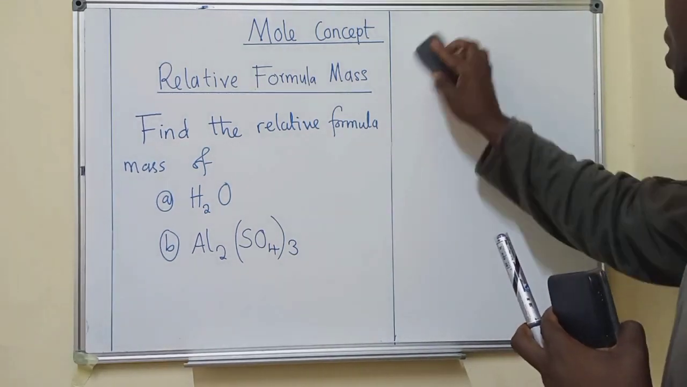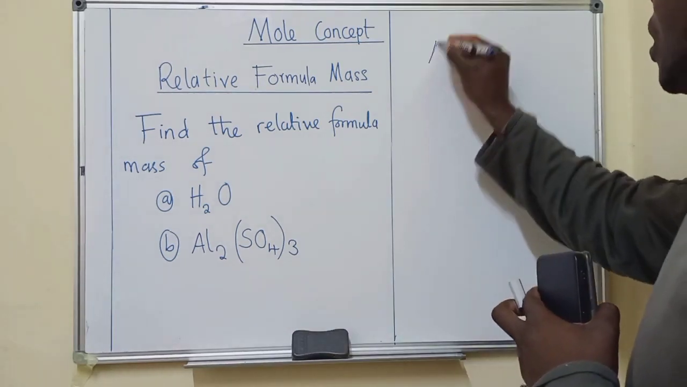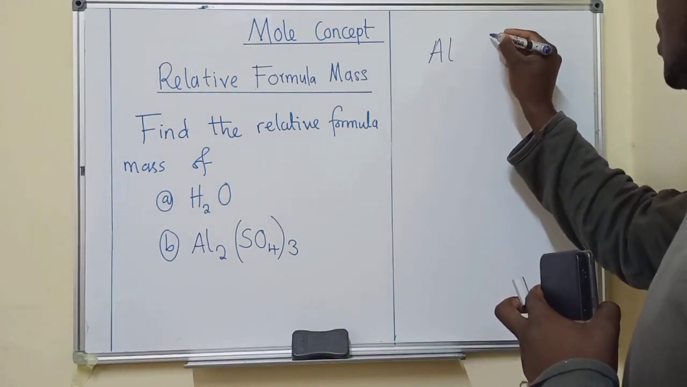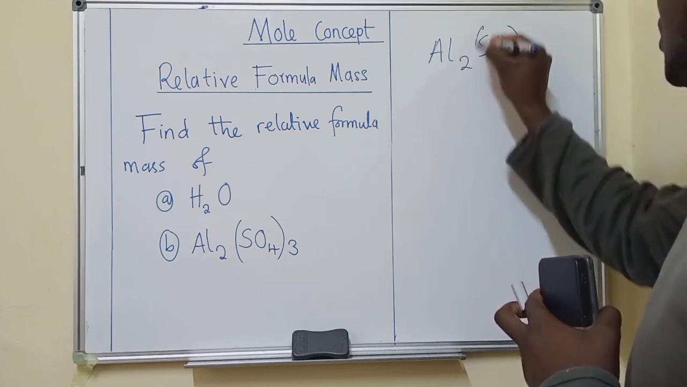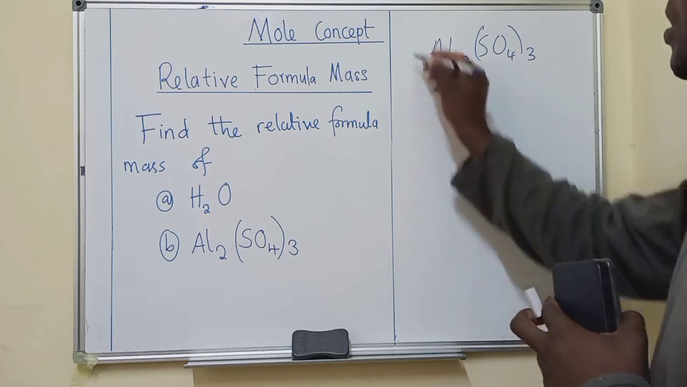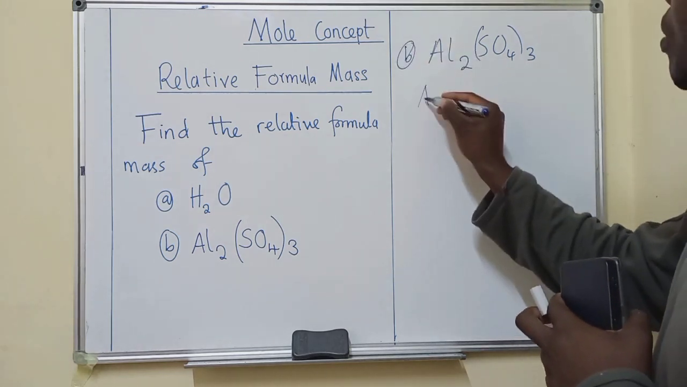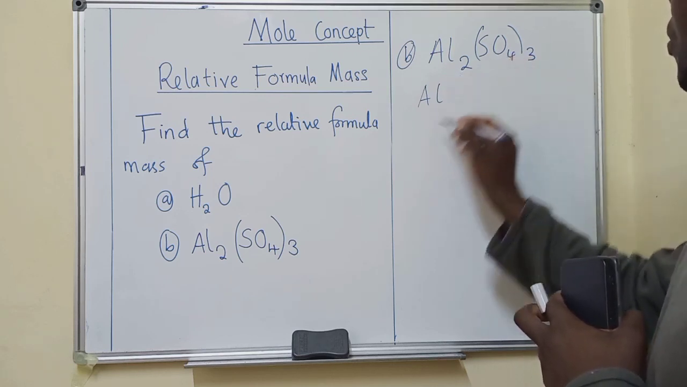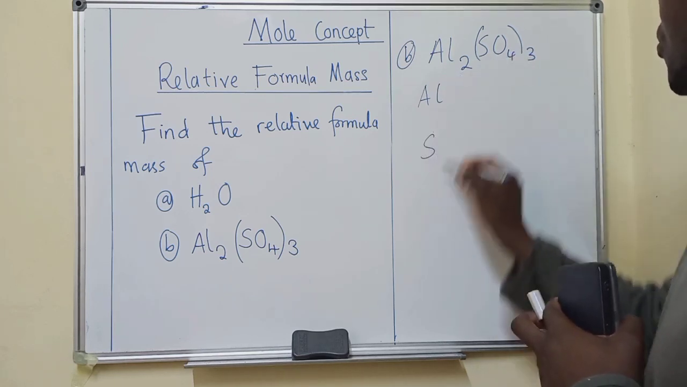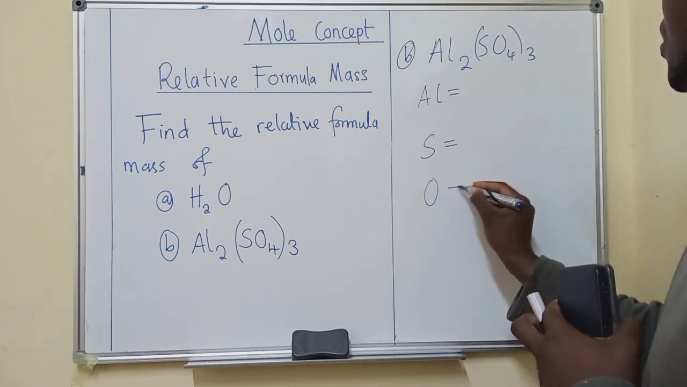So for question B, we have aluminium sulfate. This is what we have, and this is our B. So you do the same. You list. This is aluminium, and we have S there, sulfur. We have oxygen.